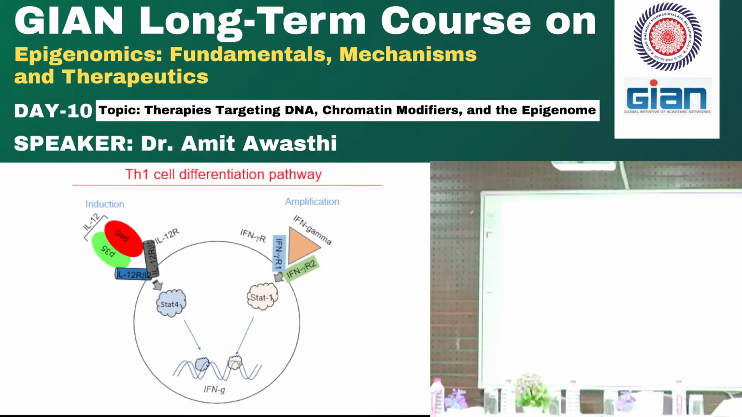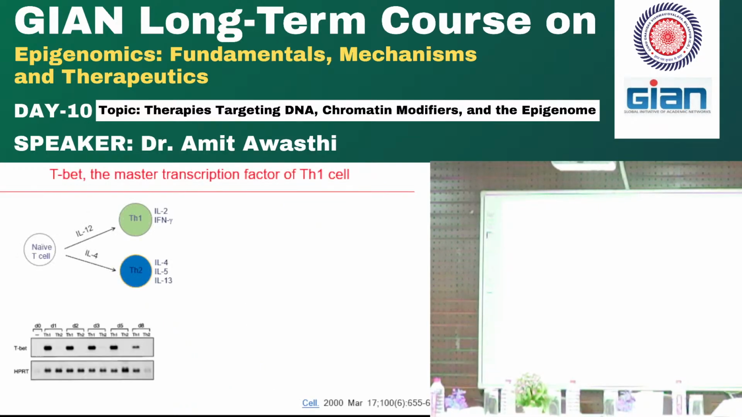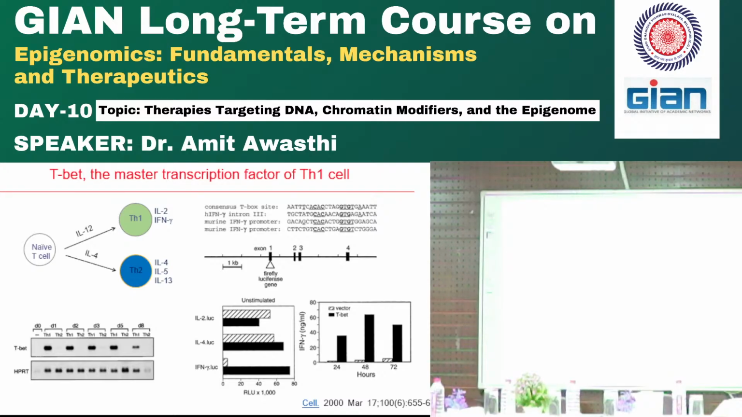So people wanted to understand what really is the transcription factor which binds to the IFN gamma locus or promoter. This paper was published in Cell in 2000, where they were trying to identify the transcription factor, what we call a master transcription factor, which does only this, nothing else, right? So they generated Th1 and Th2 clones, and then they did a lot of screening of different transcription factors, and one they identified is called TBET. It is the protein name, and TBX21 is the gene name.